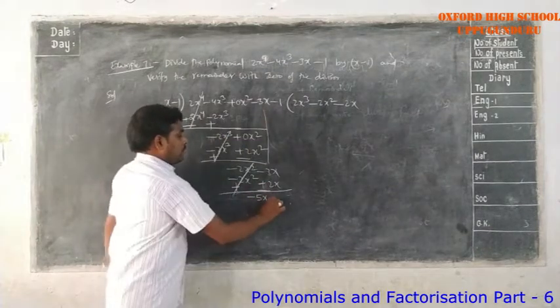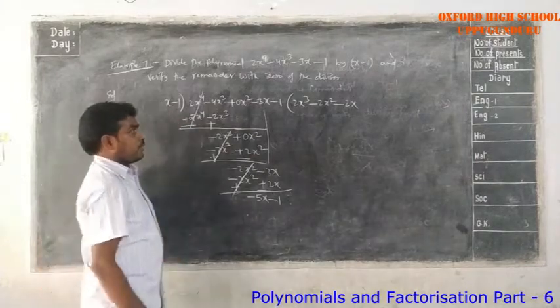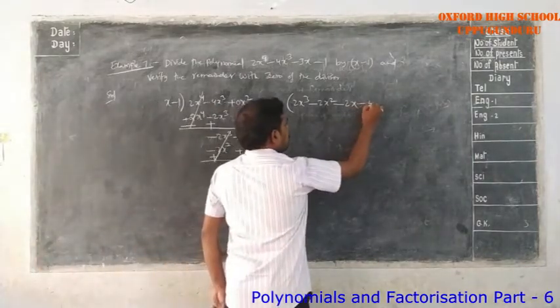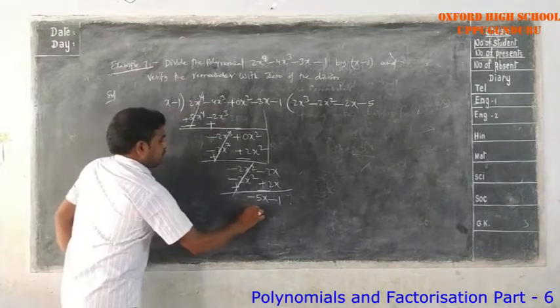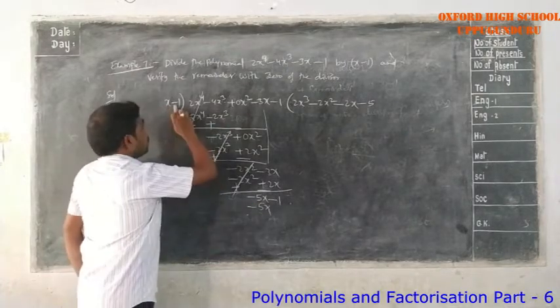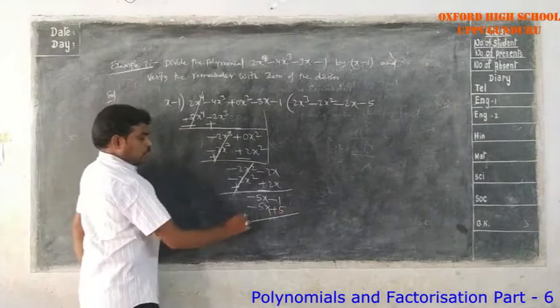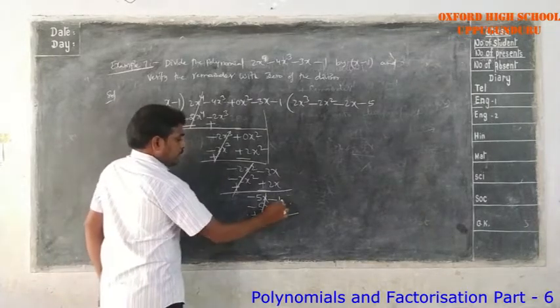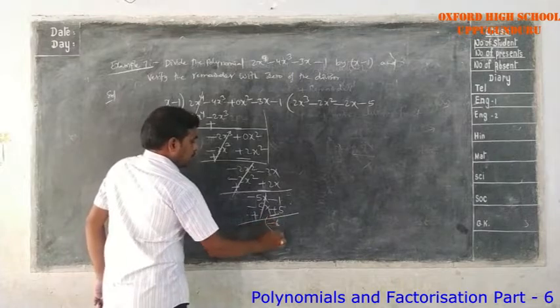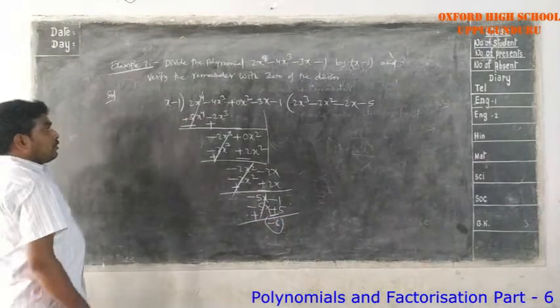Next one is minus 1. So minus 5x by x, what do you get? Minus 5. x into minus 5 is minus 5x. Minus 1 into minus 5 is plus 5. So minus becomes plus. These two get cancelled. Plus becomes minus. Minus 1 minus 5, you will get minus 6. Minus 6 is the remainder.